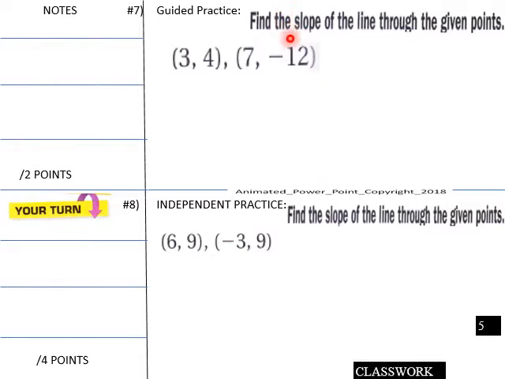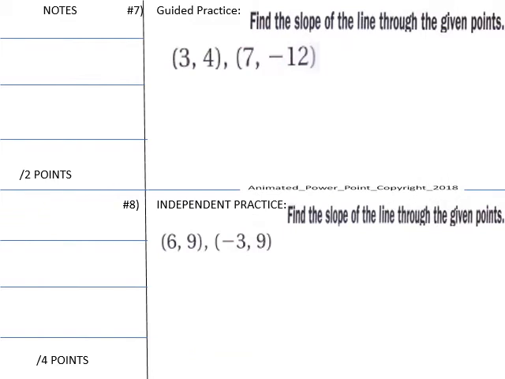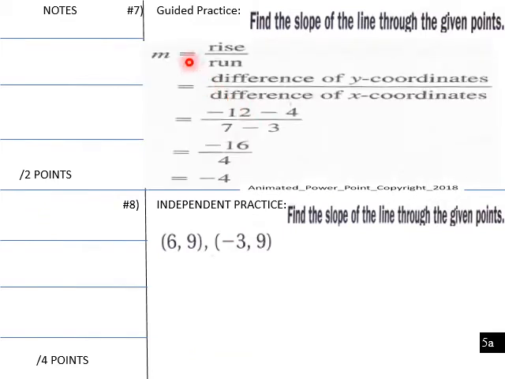Now for our guided practice, we have 3, 4, and 7, negative 12. To find the slope of the line through these given points, we have m equals rise over run, the difference of y over the difference of x. So we have negative 12 minus 4 over 7 minus 3, which is negative 16 over 4, which is negative 4. So our slope is negative 4.